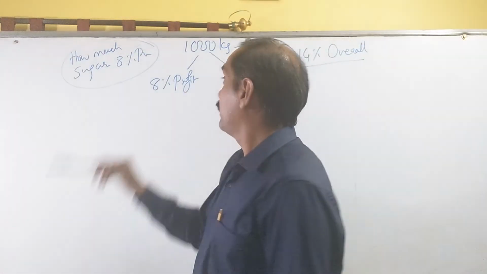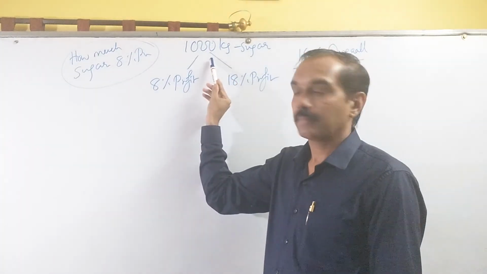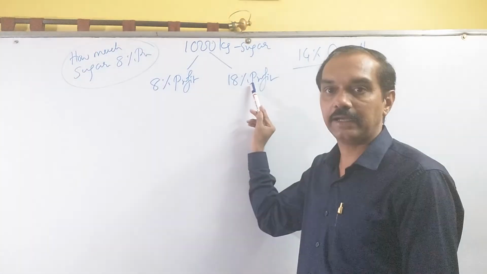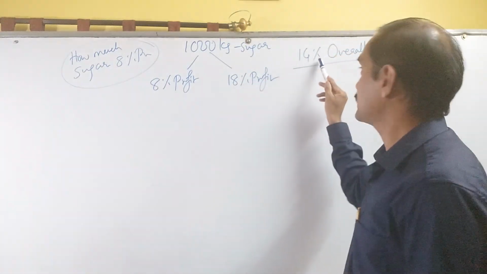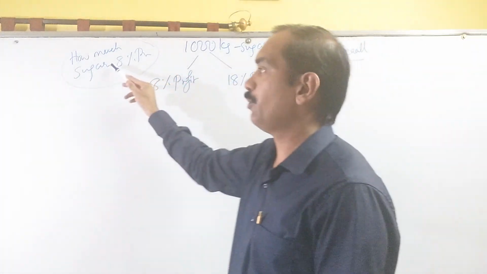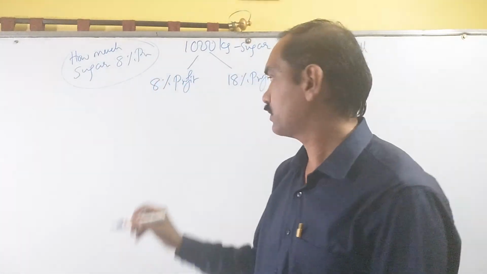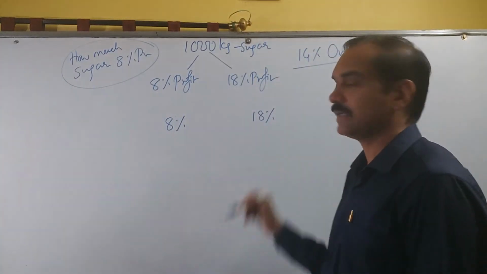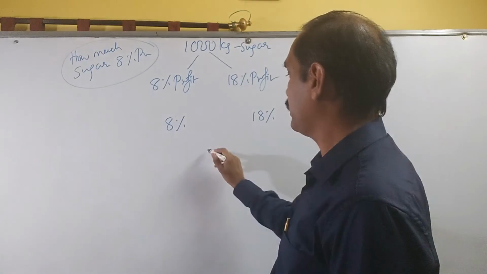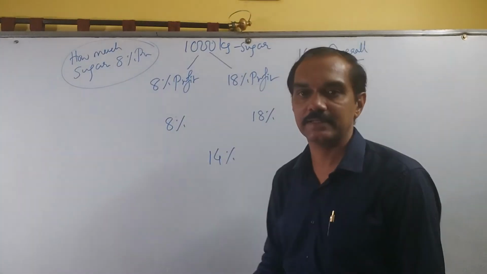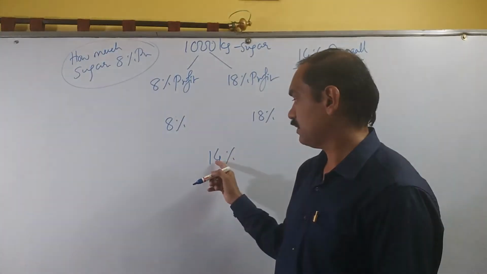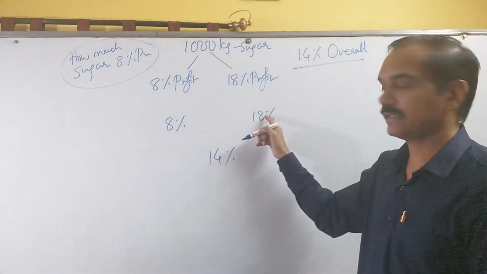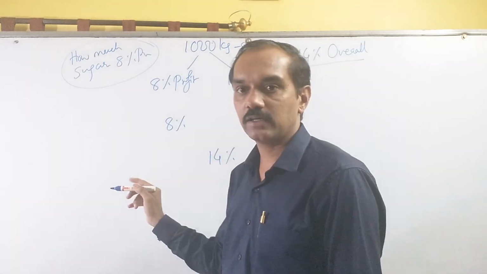I will repeat, friends. A man has 1,000 kg sugar. He sold a part of it at 8% profit and the remaining at 18% profit. If he makes an overall profit of 14%, how much sugar has he sold at 8% profit? So one part is 8%, the other part is 18%. These are individual. And the mixture here is 14%, that should be placed at the center. And see here, 14 is more than this, 14 is less than this. Everything's alright. We can use the trick.